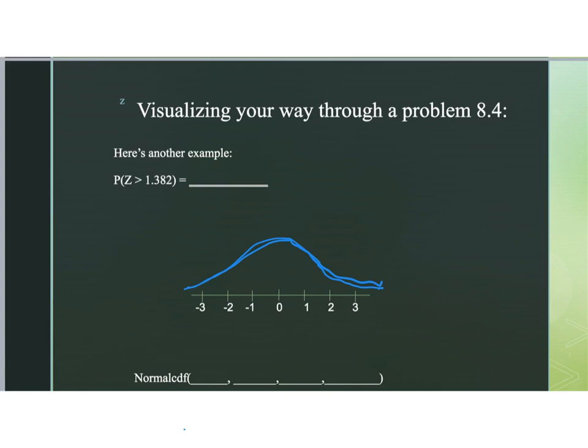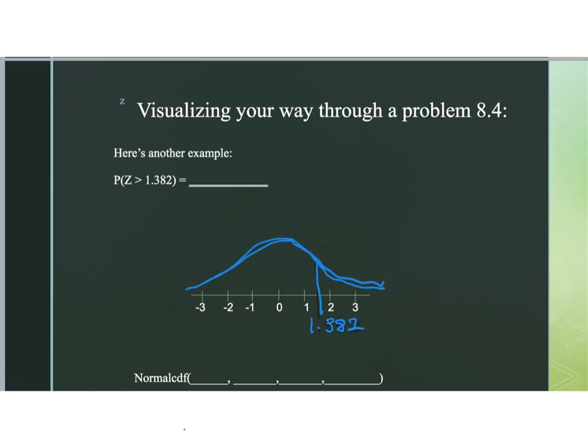continue with this. So locating where the z-value would be along here, we see it's positive 1.382. Well, 1.382 would be somewhere between 1 and 2. So I'm going to put that here, 1.382, and I'm going to change the colors here so it's a little bit easier to see.